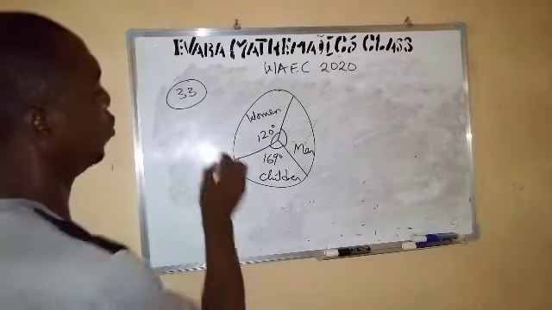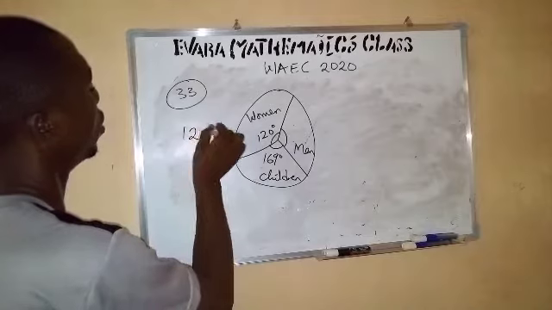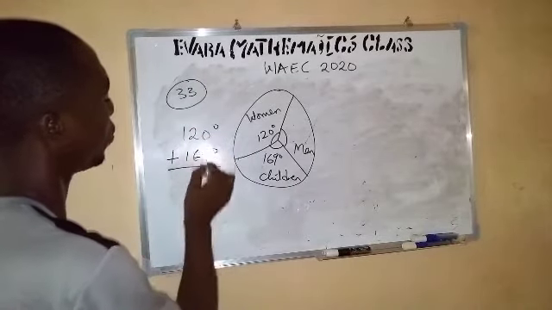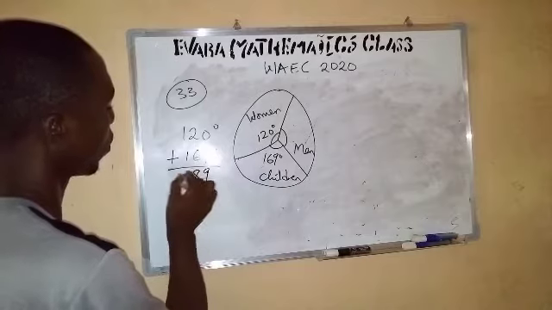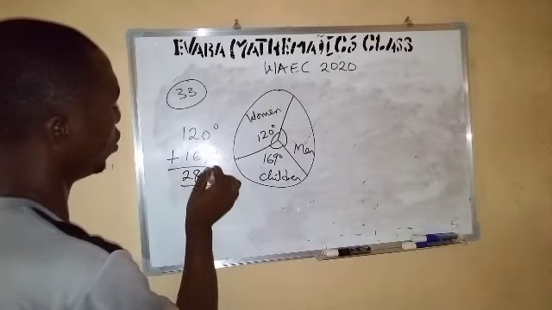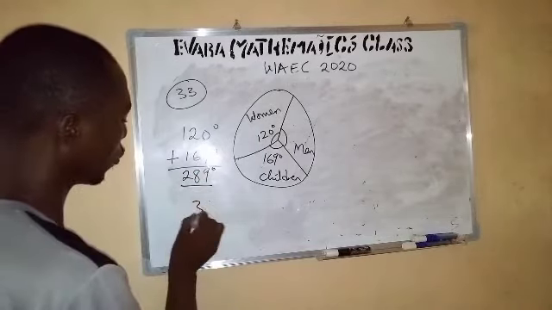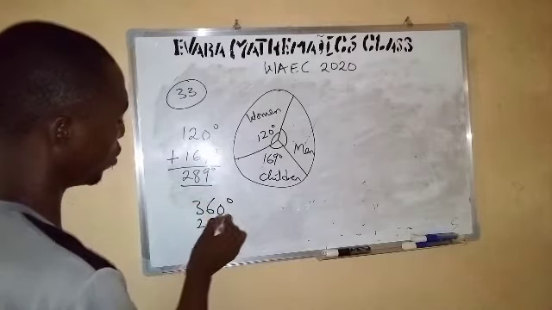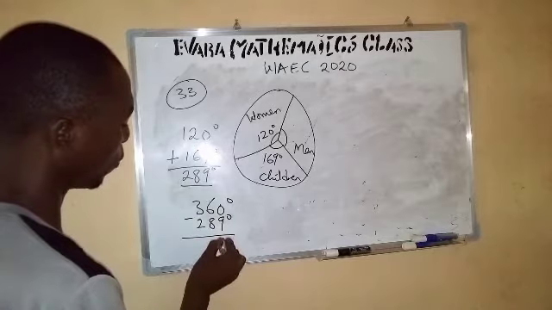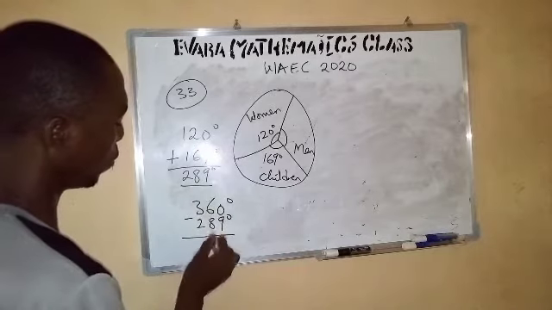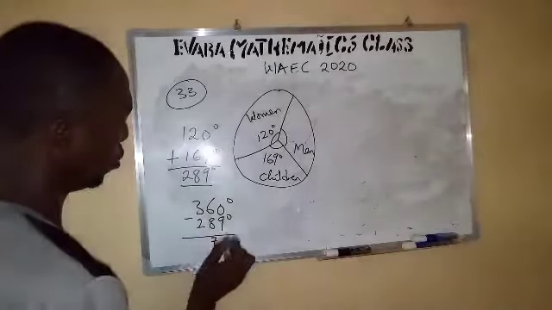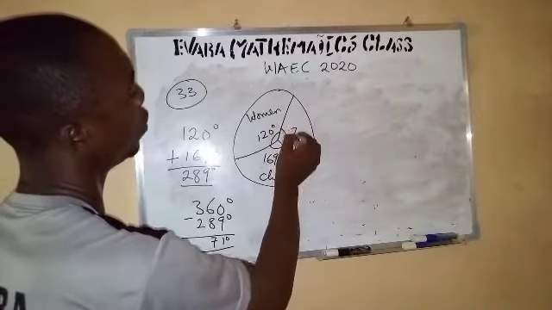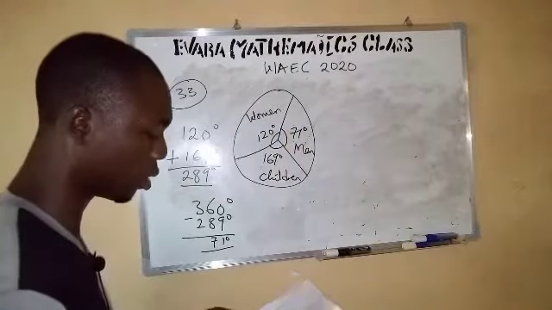So that means we are going to add 120 degrees and 169 degrees. This is 289 degrees. Then we now subtract from 360. If you subtract 289 from 360, we have 71 degrees. So this angle now is 71 degrees.